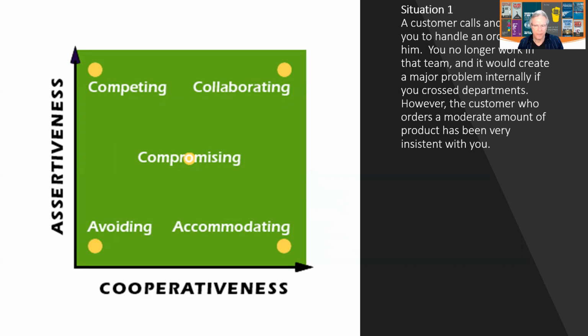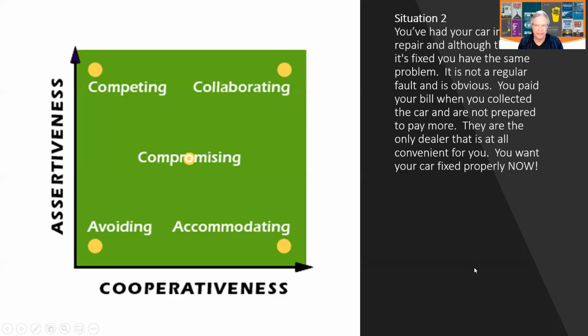On the other hand, you might compromise by saying to them, well, look, I'll take the order this time, but you must realize that I'm no longer working in that department. And if you'd be happy next time, could you contact so-and-so? So that's sort of a compromise. So either of those could work well, but I don't think the other three are particularly useful. Now, what about situation two?